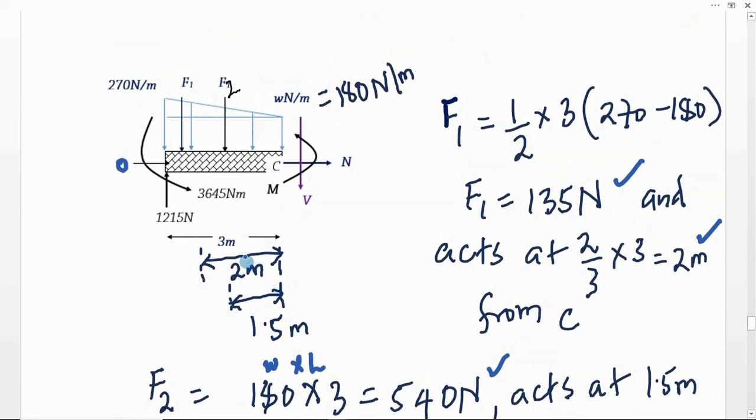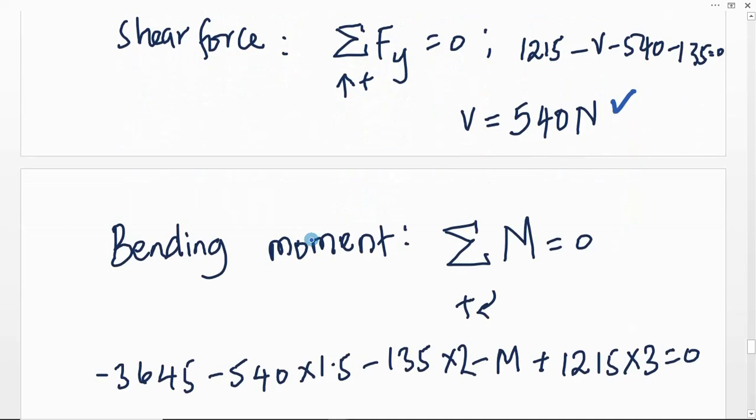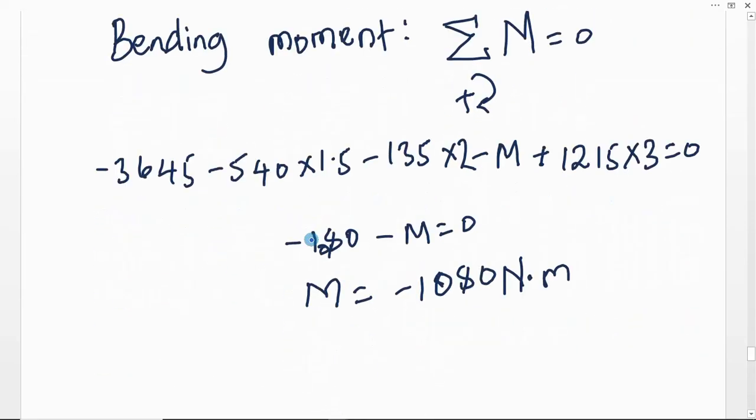this is the one I'm talking about, and therefore it will produce a moment about C equivalent to 1215 times 3 meters, and finally the bending moment will give us negative 180 newton meters.